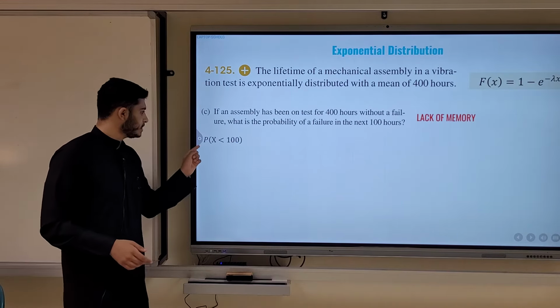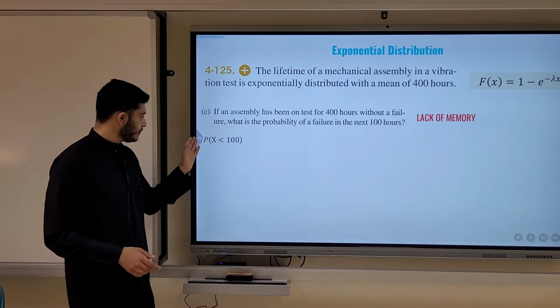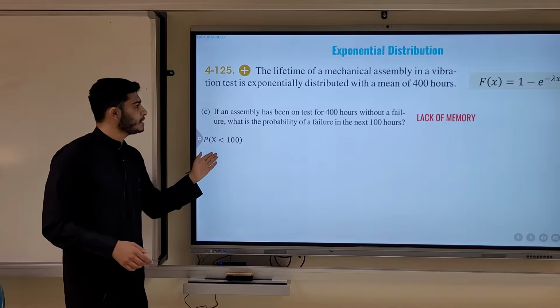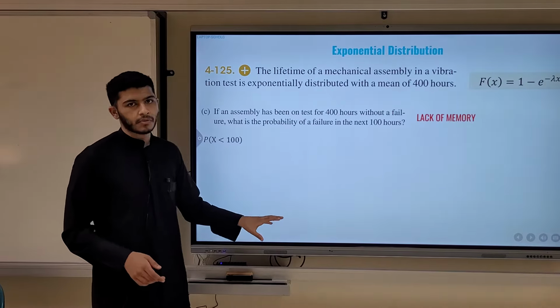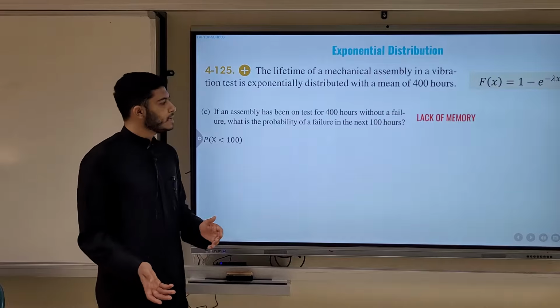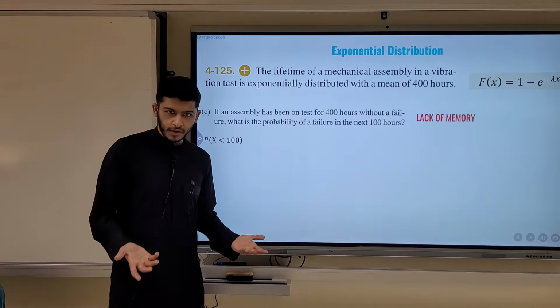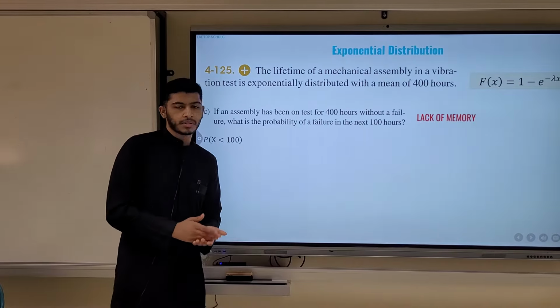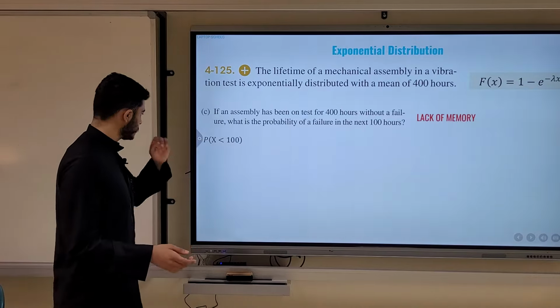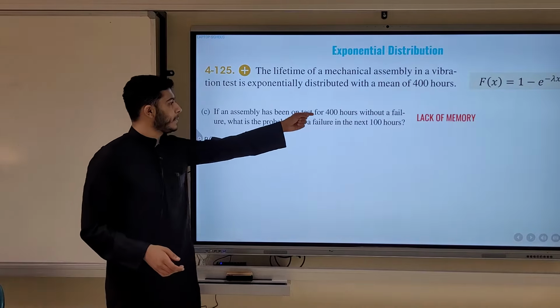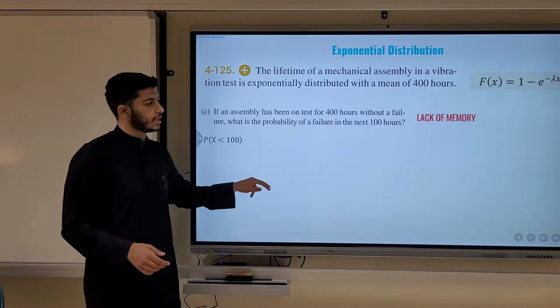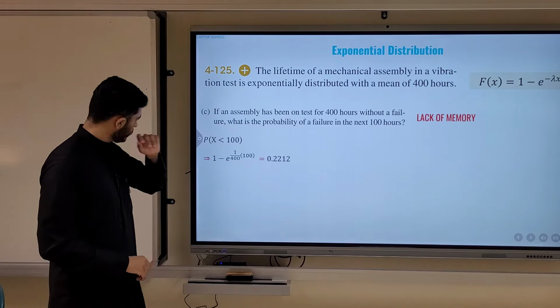expressed like this: probability of x less than 100, which is the probability of them failing in the next 100 hours. Maybe it fails in the next 5 minutes, maybe it fails after 25 hours, maybe it fails at exactly 100 hours. Who cares? But we don't care about the previous 400 hours. Lack of memory. Now solve it right away.